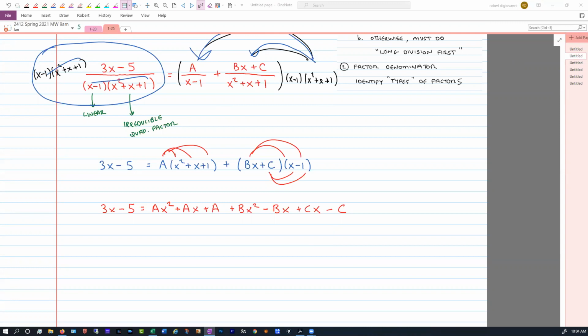Of course, if you finish, just go ahead and figure out what A, B, and C are. If you get the system of equations set up, just go ahead and finish it off.